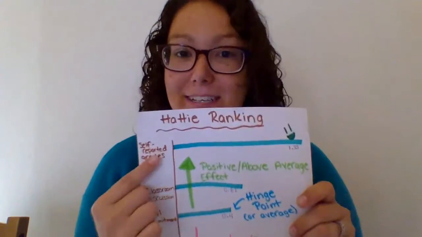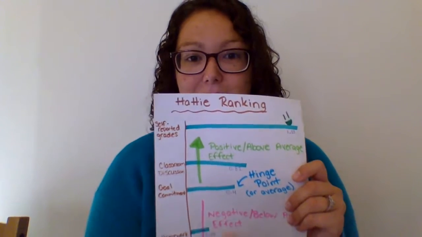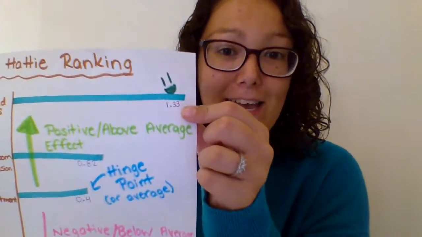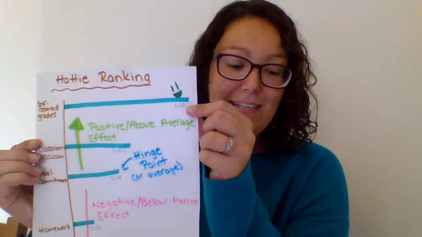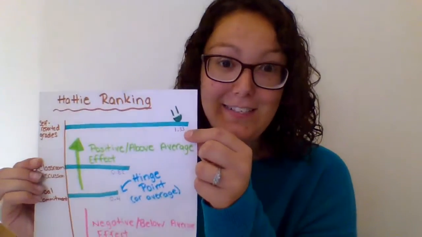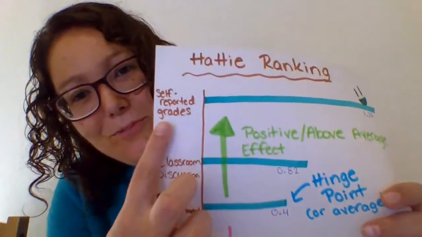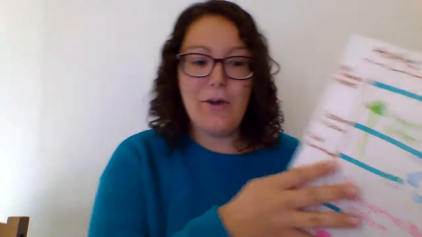Now, the most effective student method that is actually above 1, if something becomes above 1 in its ranking, that means it's an extremely positive effect. Like, it's awesome. Number 1, ranking at 1.33, is self-reported grades, which can also be called student expectations.